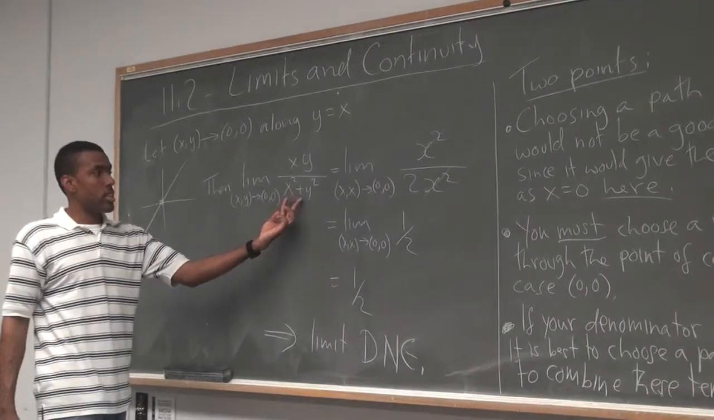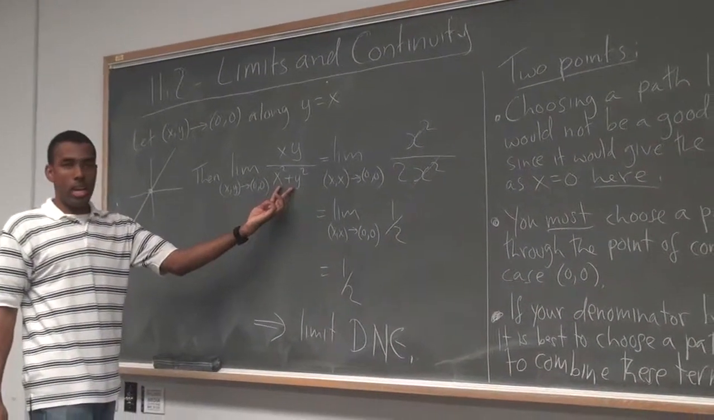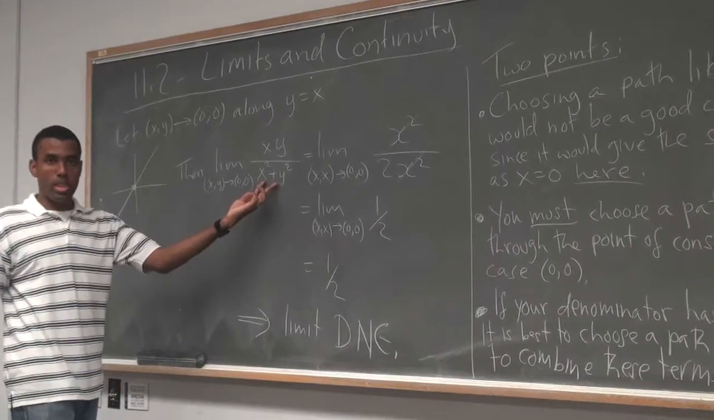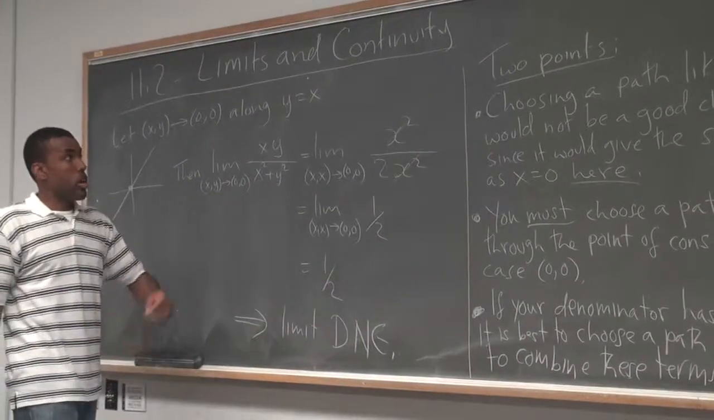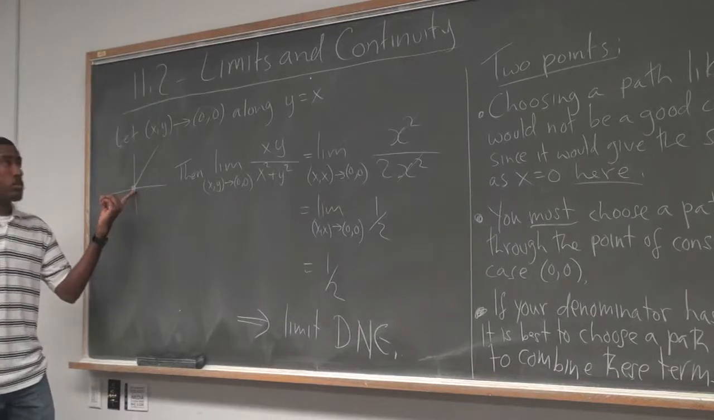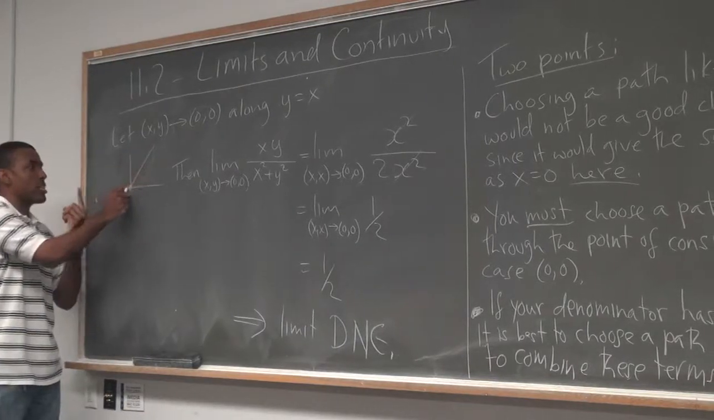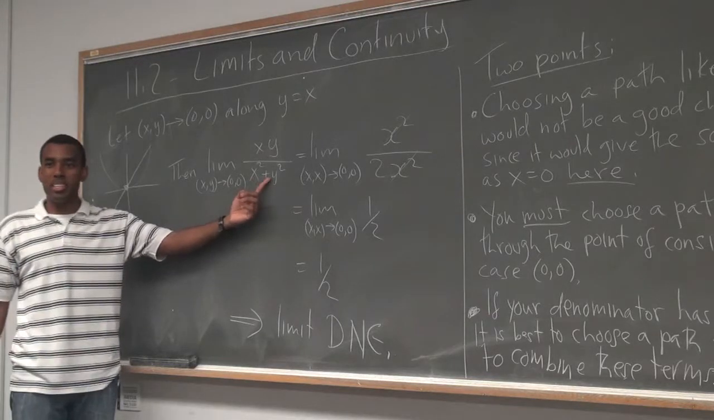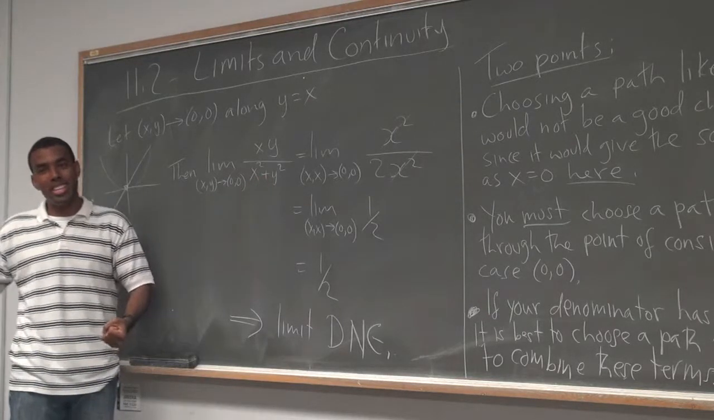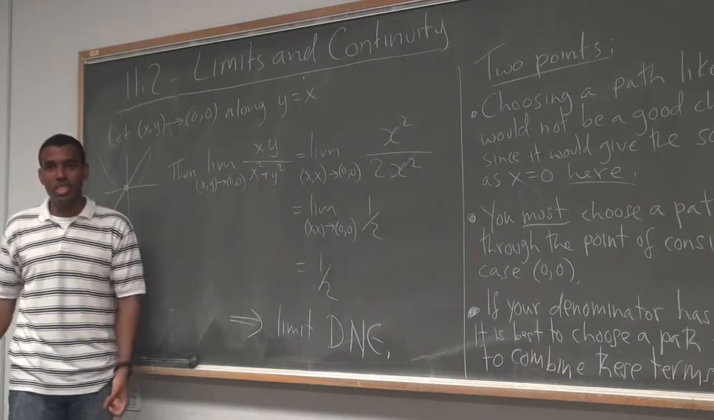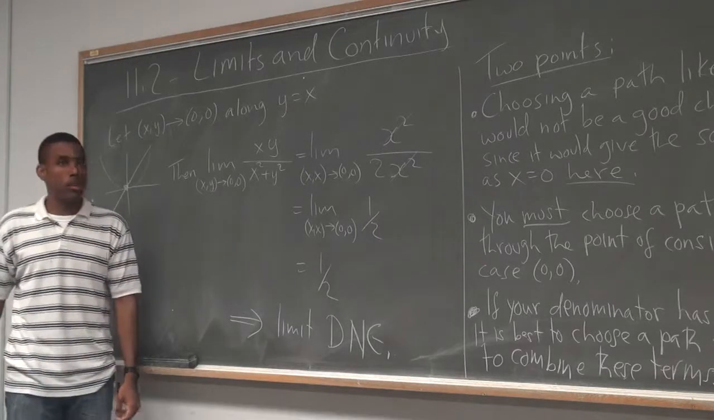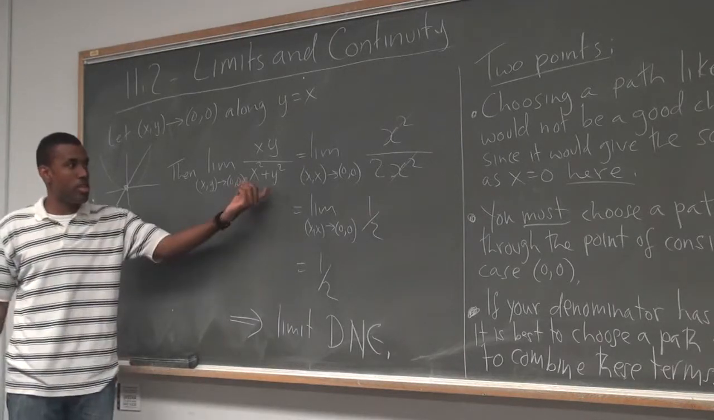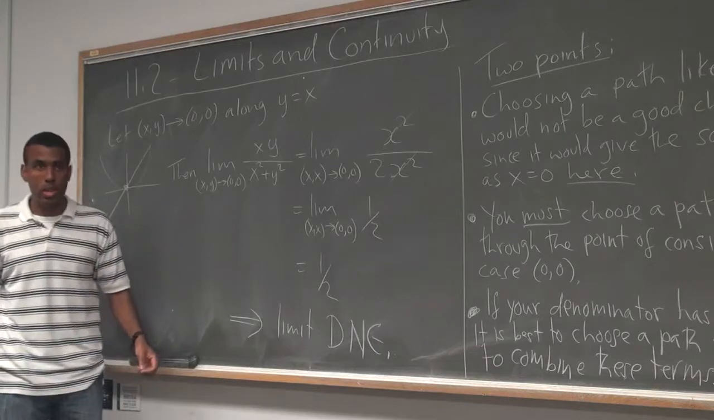In this case, making x equal to y allows you to combine them, right? Because you get both x squareds. There are other paths that go through 0, 0. For example, y equals x squared actually goes through 0, 0. But making y equals x squared would make this x to the 4th, and then I can't combine the x squared and the x to the 4th. So it doesn't allow me to cancel very well, right? So I'm going to choose a path that allows me to combine these two.